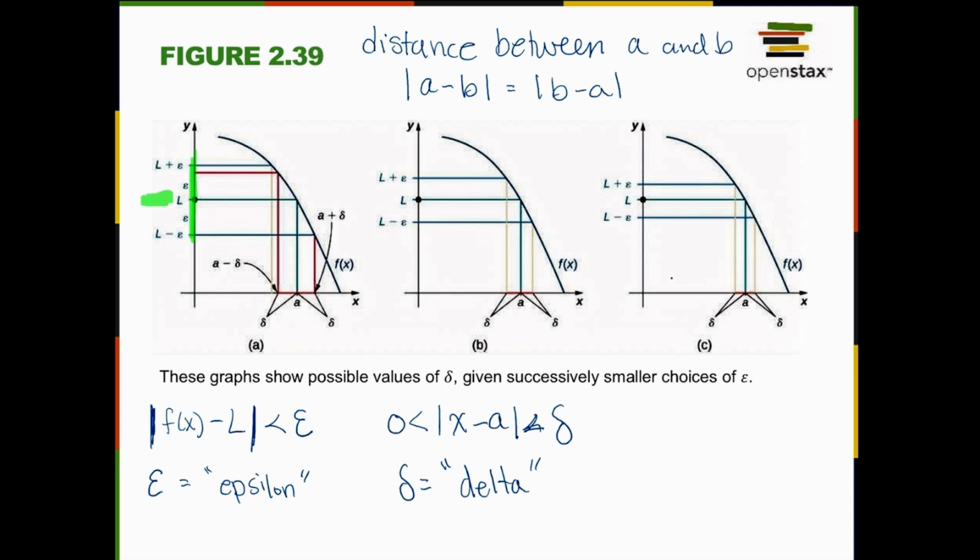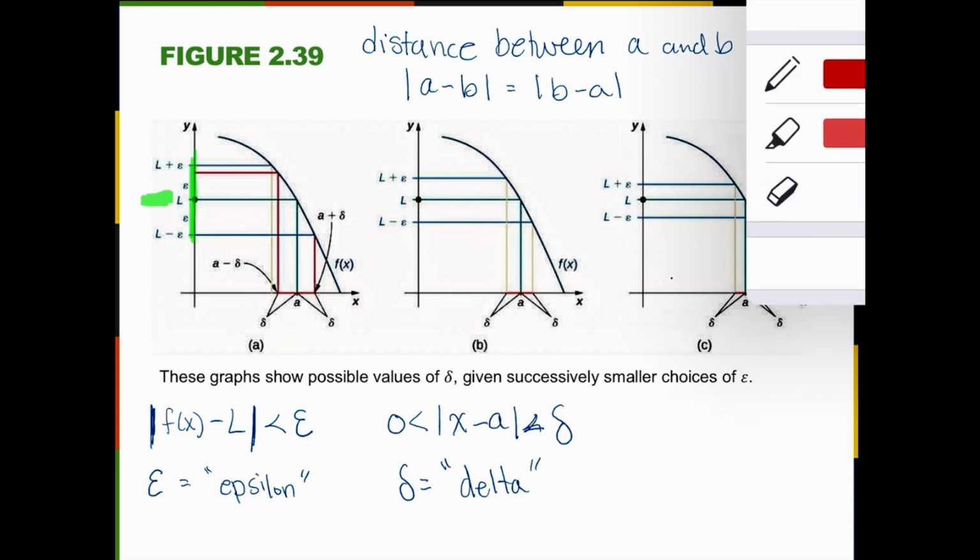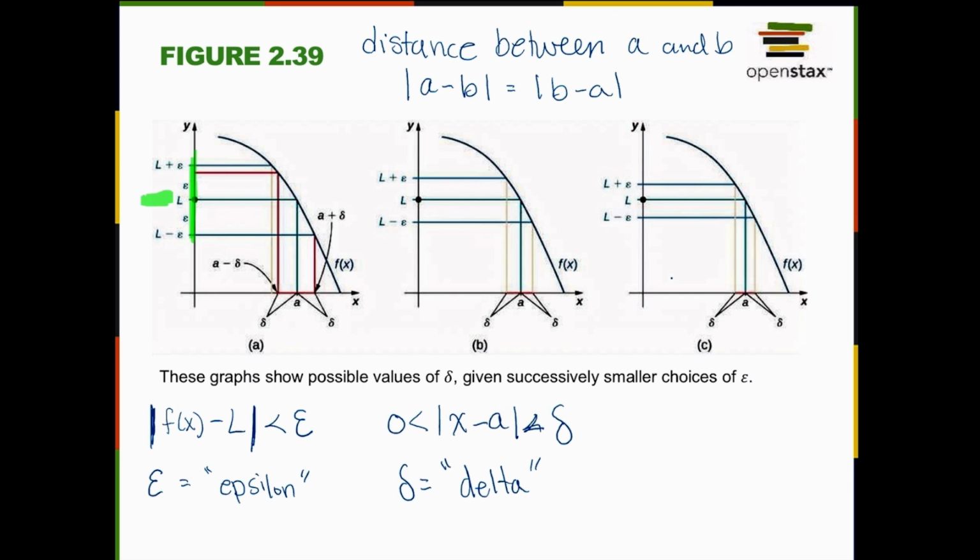fancy looking E. Okay, so when I look at our picture, I'll use a different color. We want to be within delta of that value of a that we're approaching. So that's why this distance is called delta. So if I look at a and I come out delta in either direction, I want x to be in that interval. That's what this is saying.